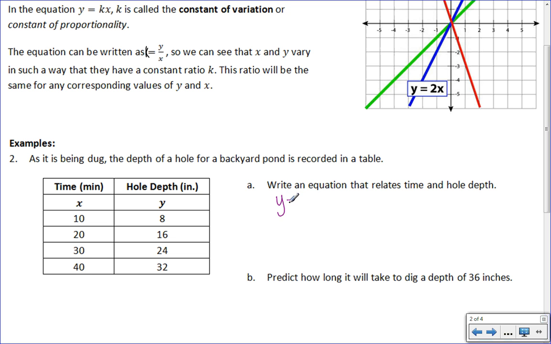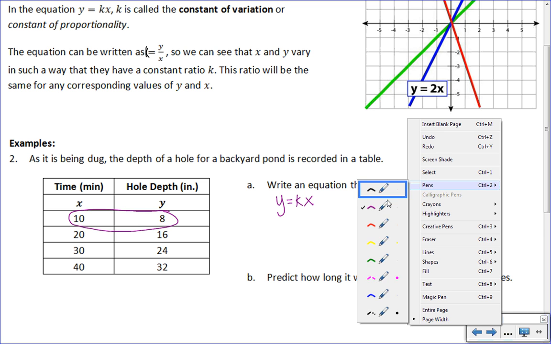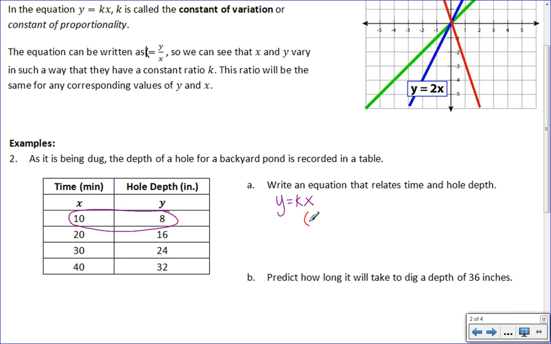So then we know, since that makes it a direct variation, the equation will look like this, y equals kx. Any single one of these pairs of values will fit into this equation. So we can use whichever one we want to figure out what the k will be. Let's use the smallest numbers. That seems the easiest. So we'll replace x with 10 and replace y with 8. So x is 10, y is 8.